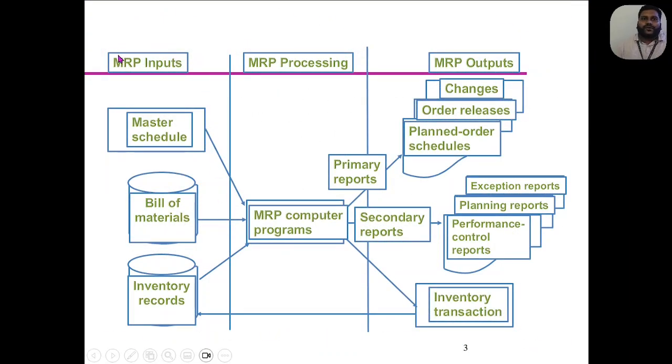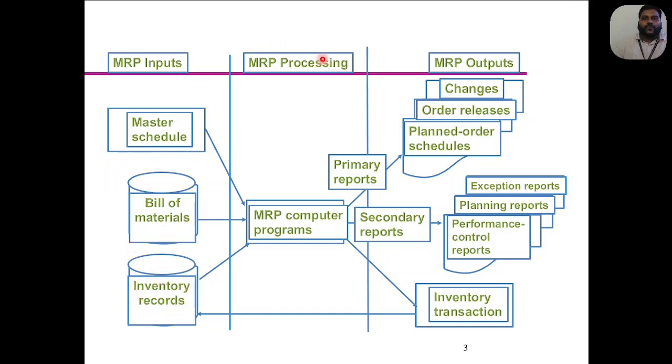So over here it is being taken into account as MRP inputs, what is the processing and how the outputs are. If you see the MRP inputs, the master schedule of any product is given. So what is the process? What are the procurement aspects that have to be taken into account? What are the different materials which have to be procured? That is given by the bill of materials over here, following with the inventory records, what is already available.